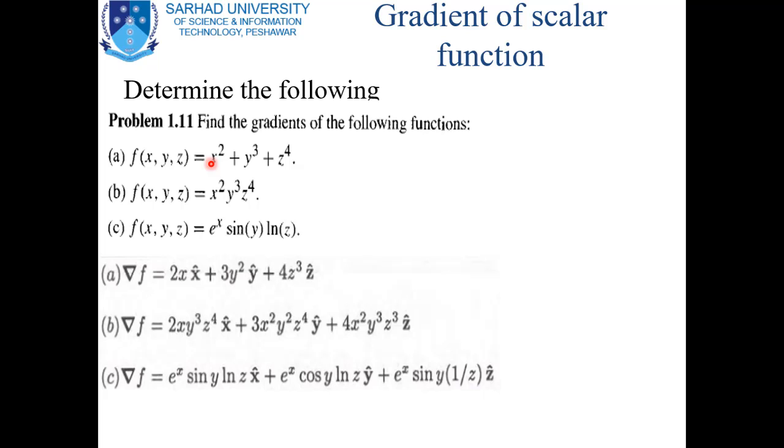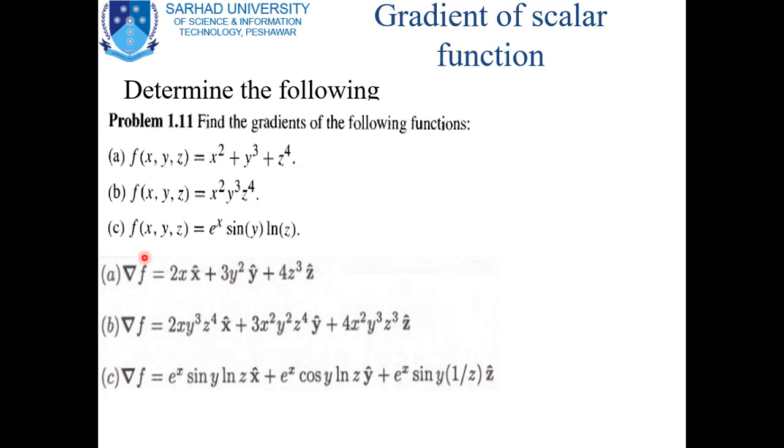When this is differentiated with respect to x, we will have 2x with the unit vector. Similarly, this part will be differentiated with respect to y, so we will have 3y square into y cap, and the third part will be differentiated with respect to z. We will have 4z cube and z unit vector, and you can differentiate the remaining expression as well.